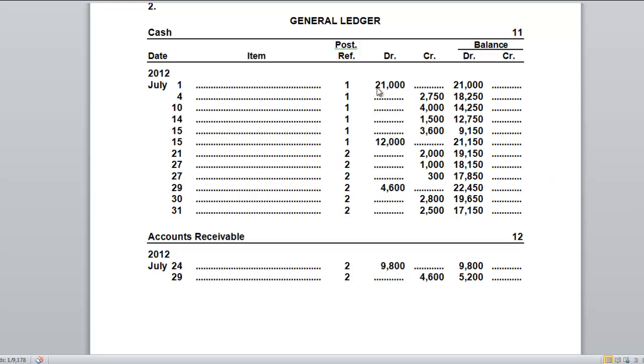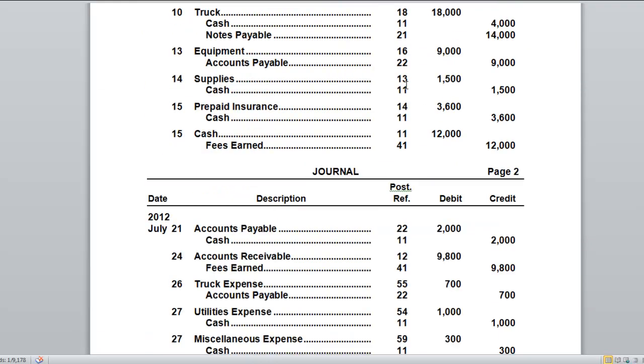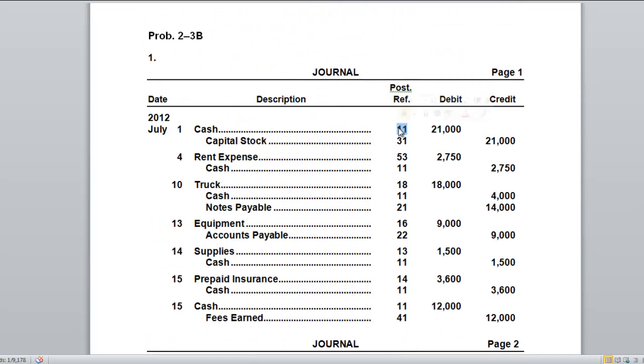Now keep in mind that after we post these from the journal to the ledger, one of the things that we did was we entered the page of the journal. Another thing, we're going to go back up to the journal. Now we're in the ledger now, but we're going to go back to the journal. Look, this is account 11, right? Let's take a look at that $21,000 entry that we made. Okay, notice how we put an 11 here.